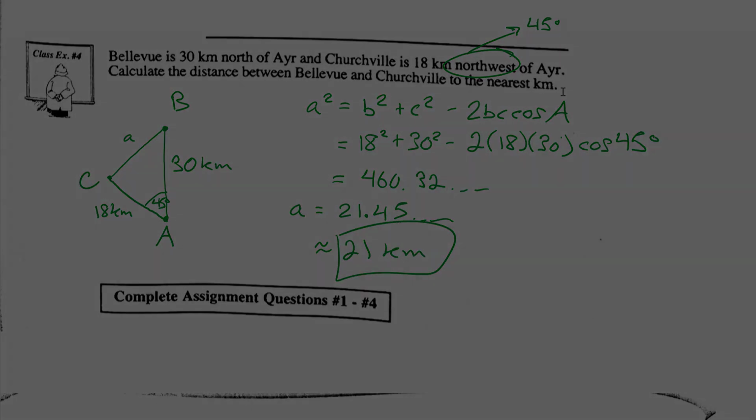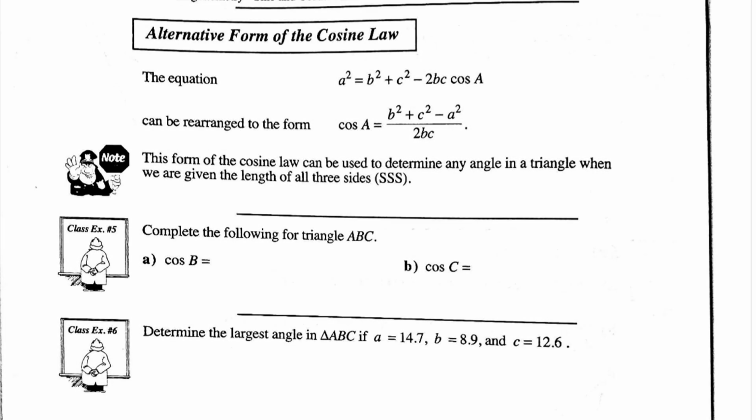Let's go on to the next page. Sometimes you're not looking for a particular side; sometimes you're going to be looking for an angle. So you can take this formula, a squared is equal to b squared plus c squared, etc., and rearrange it to isolate cosine of a. Once you work out the right-hand side, to actually get the angle you would take the inverse cosine. We're going to see what that looks like in a second.